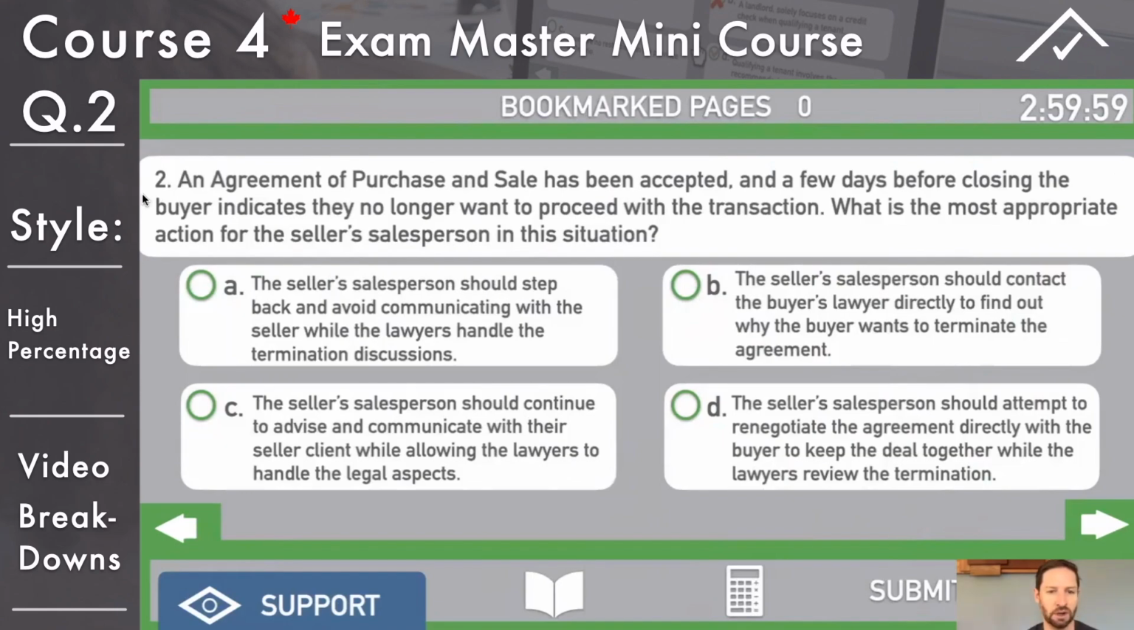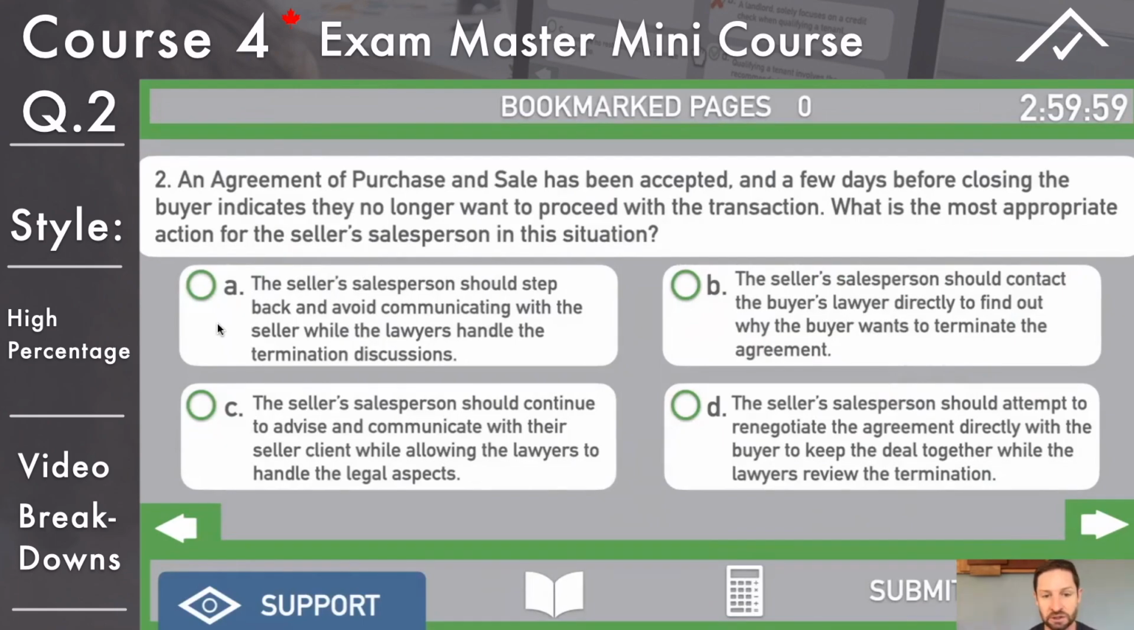Top left, deep breath. An agreement of purchase and sale has been accepted, okay? And a few days before closing, the buyer indicates they no longer want to proceed with the transaction. Okay, crazy stuff. What is the most appropriate action for the seller's salesperson in this situation? Okay, so we're looking for the seller's salesperson, the appropriate action.